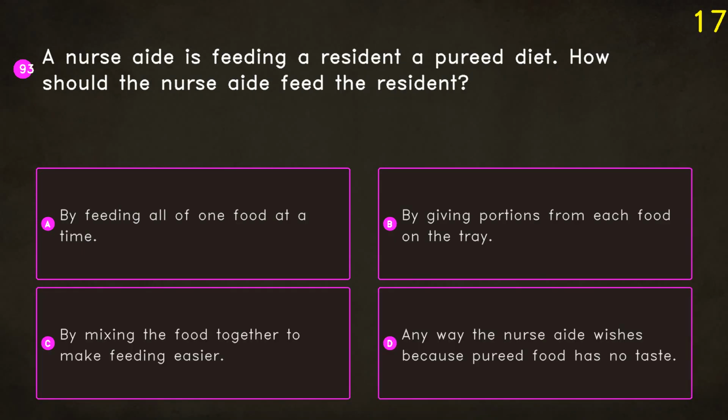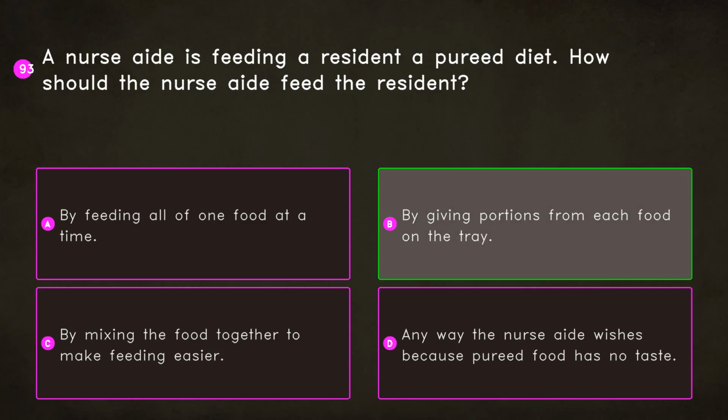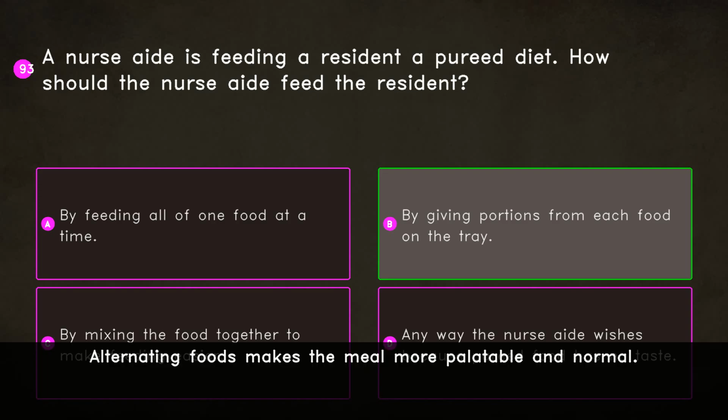Question 93. A nurse aide is feeding a resident a pureed diet. How should the nurse aide feed the resident? A. By feeding all of one food at a time. B. By giving portions from each food on the tray. C. By mixing the food together to make feeding easier. D. Any way the nurse aide wishes because pureed food has no taste. The correct answer is by giving portions from each food on the tray. Alternating foods makes the meal more palatable and normal.